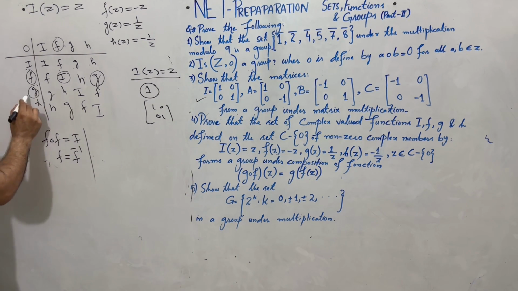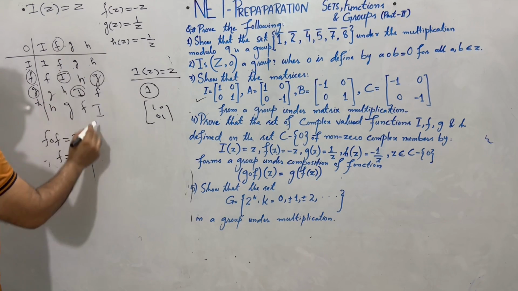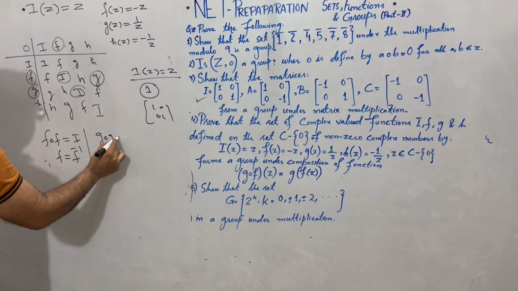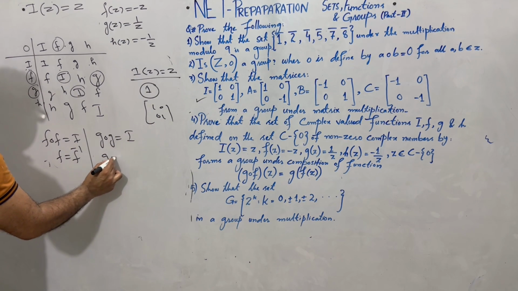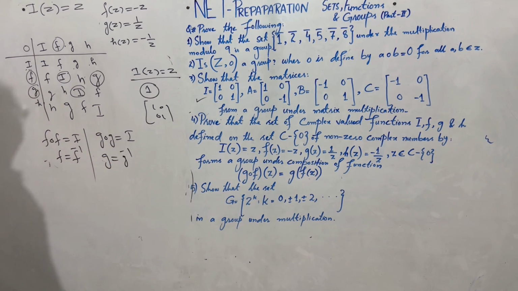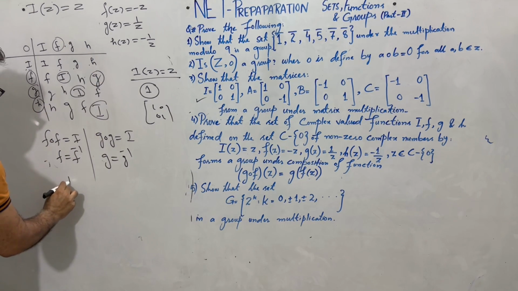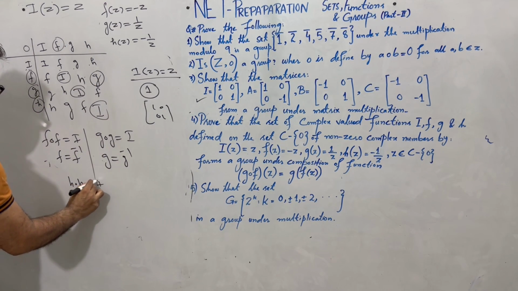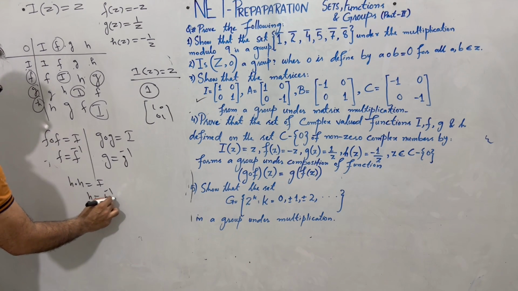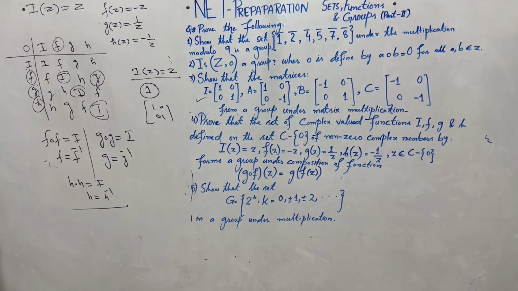Similarly, G, keep on moving horizontally, then vertically. We have the composition of G with G is equal to I. It shows that G is equal to G inverse, they are self-inverse. What about H? Keep on traveling. H times H, I get I, it shows that H is the inverse of itself.